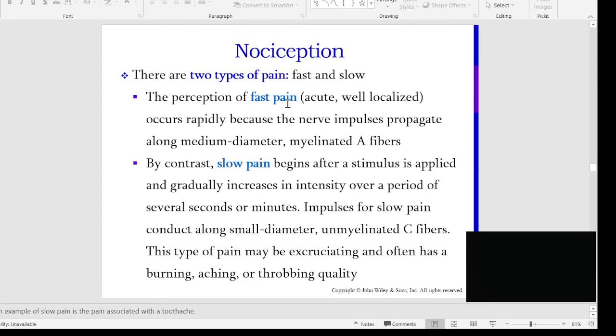So, there are two types of pain in terms of their velocity. You have the fast and slow. Okay. So, usually, ang fast sa acute. Ang slow, dito na siya sa chronic stage. Usually, it travels in the C fibers. Pero ang fast, it travels in A fibers. That is very common in acute injury.